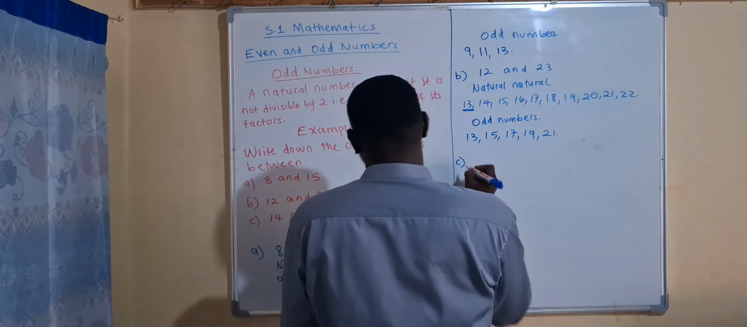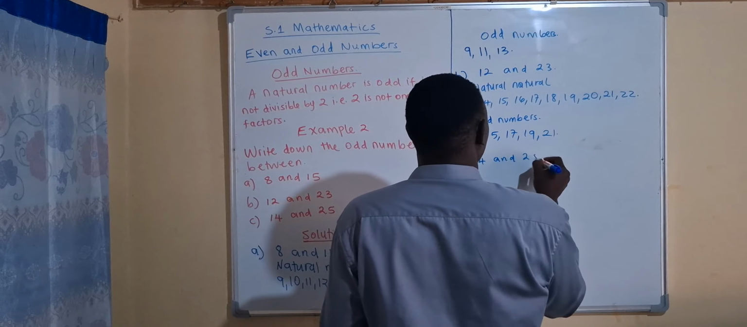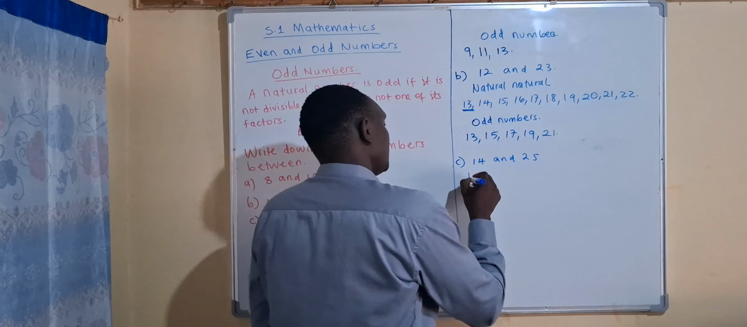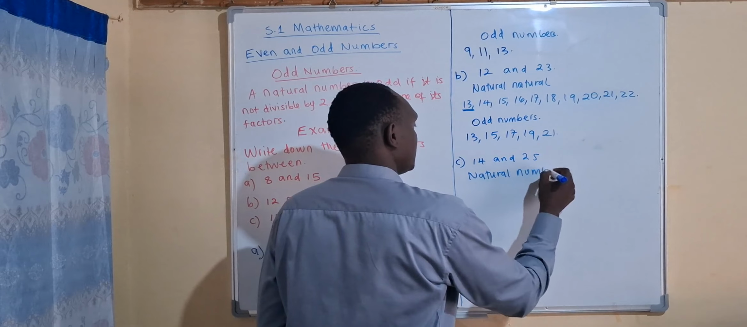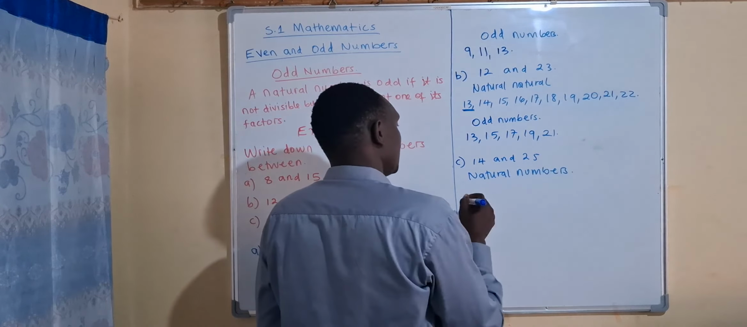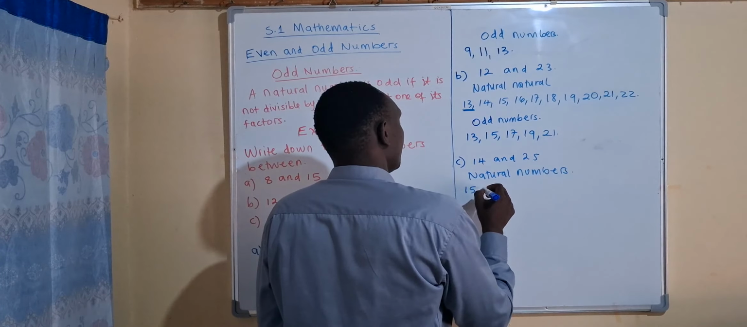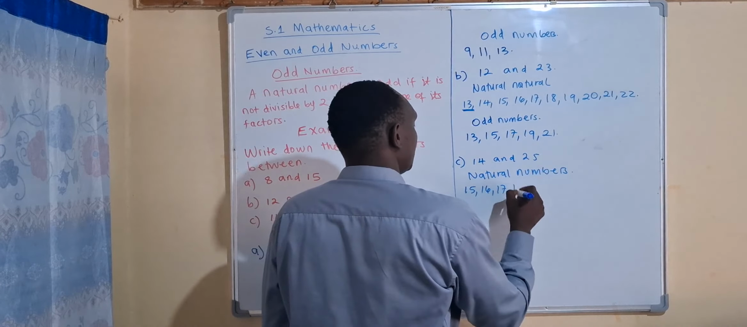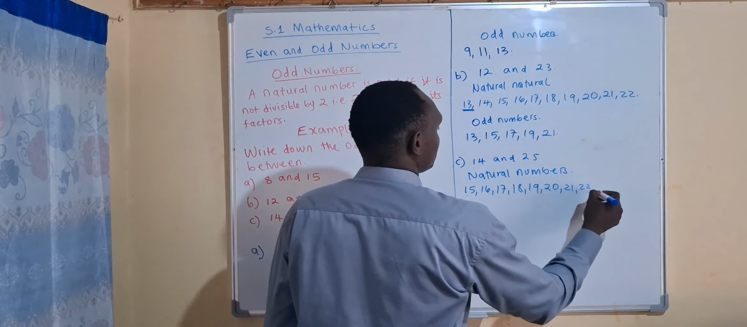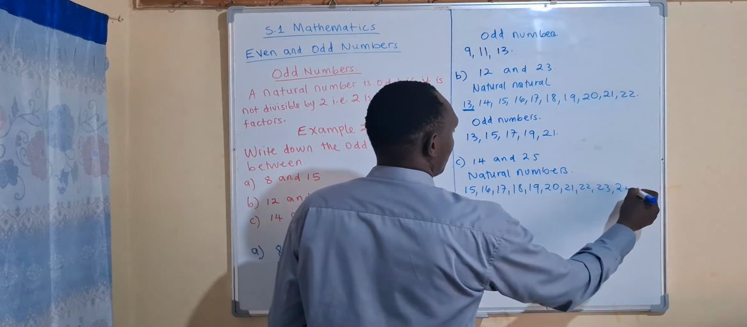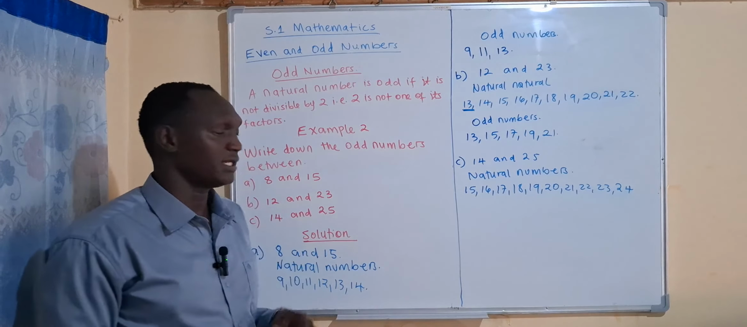Part C, which is the last part for this example, is saying between 14 and 25. And as usual, we start by listing all the natural numbers that are between 14 and 25. This becomes 15, 16, 17, 18, 19, 20, 21, 22, 23, and 24. Those are the numbers that are between 14 and 25.